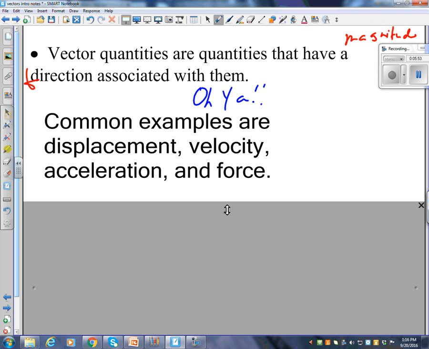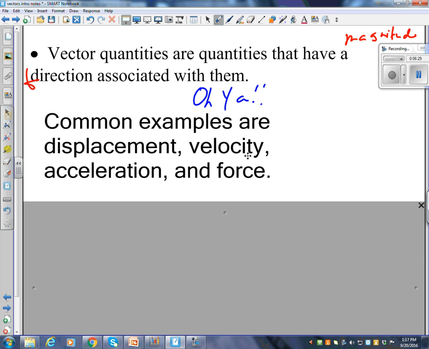Here are some common examples. I call them the big four. They are displacement, velocity, acceleration, and force. All of those are vector quantities. Why? Because they have a magnitude and direction. When you talk about displacement, you talk about maybe taking 10 steps to the right, or 8 steps east, or something along those lines. Velocity, you might be flying in an airplane at 300 kilometers an hour southwest.